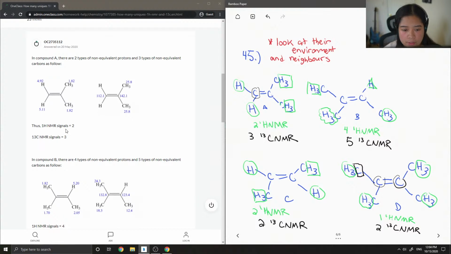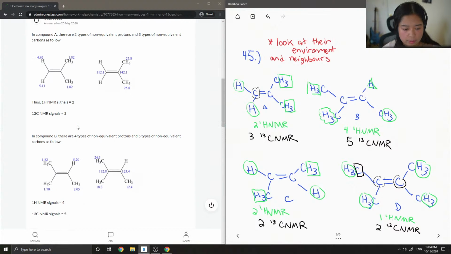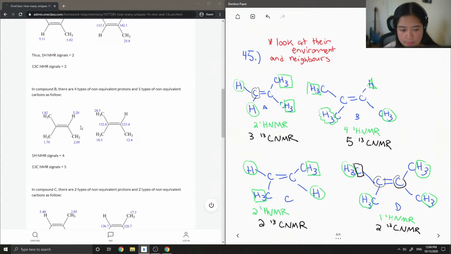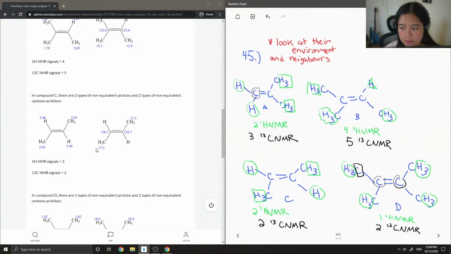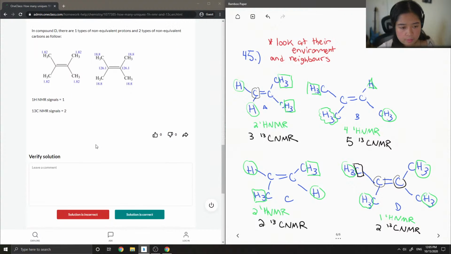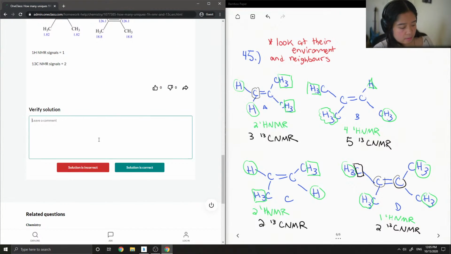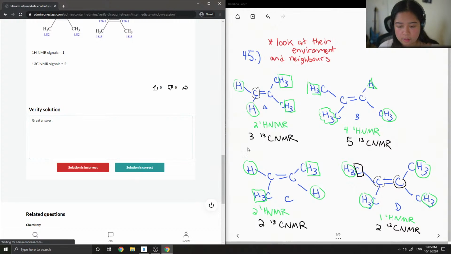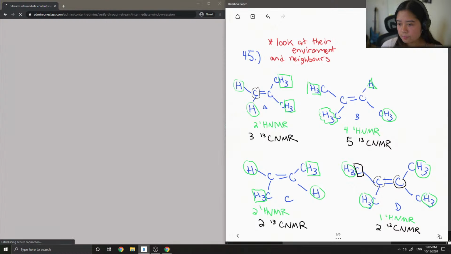So they got 2 and 3 for the 1, 4 and 5 for compound B, 2 and 2 for compound C, and then 1 and 2 for compound D. So great answer. They also added the actual values as well, so that was pretty cool. Solution was correct.